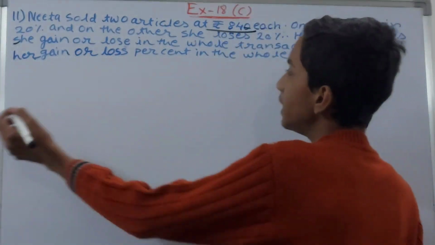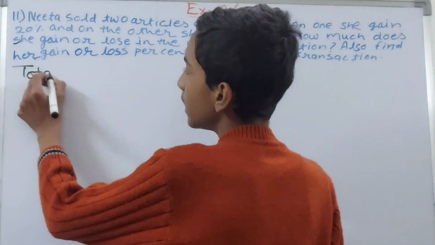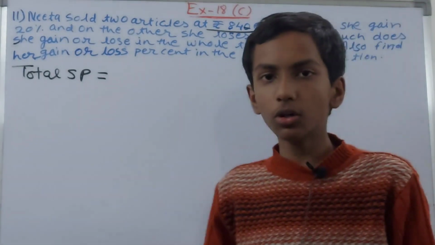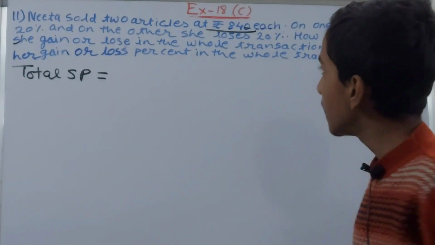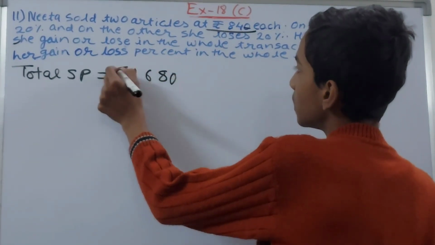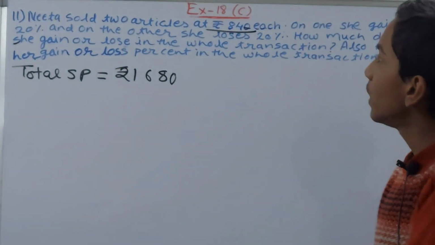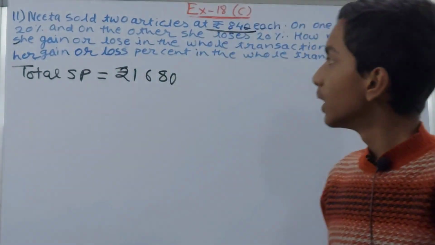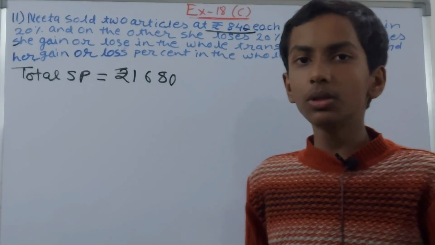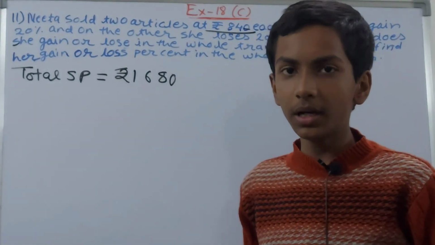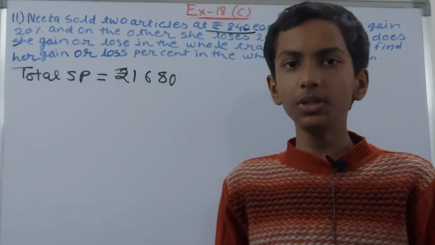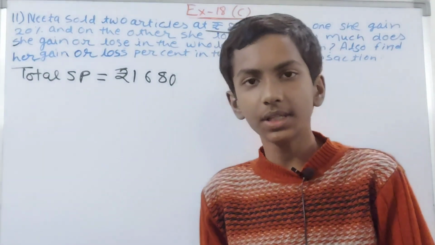Okay, so selling price we can easily find out. The total SP, that is the selling price, becomes 840 times two, so she sold two articles each of rupees 840, so the total selling price becomes rupees 1680. Now this was the total selling price. Now if we talk about the cost price, we don't know the cost price of either of the articles, but we do know that on one she lost 20% while on the other she gained 20%. So with the help of this we can find the cost price as well.